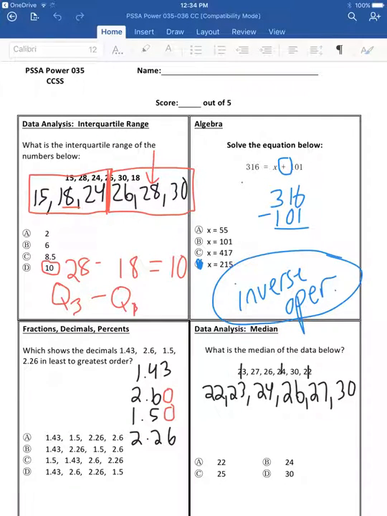So pretending that, I know that 143 would be the smallest. So 1.43 has to be first. That means I can eliminate C, because it's the only one that doesn't have 1.43 first. Next would be 150, so 1.5 has to be second. The only one where 1.5 is second is A. It's not B, because that doesn't have 1.5 second, and it's not D, because that doesn't have 1.5 second. So I can eliminate all of my answers except for A already.